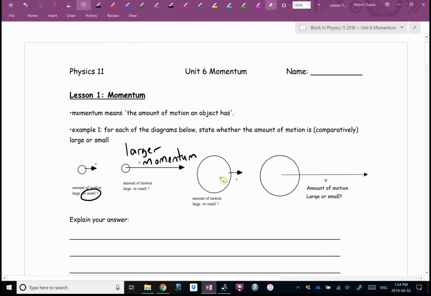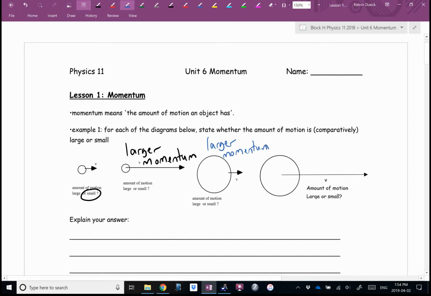What if I replaced the bullet with a bowling ball? But I didn't fire the bowling ball from a gun. Well, that's still got a fair bit of momentum. You still would not want to let that hit you in the face, I don't think. So this is also going to be a larger momentum.